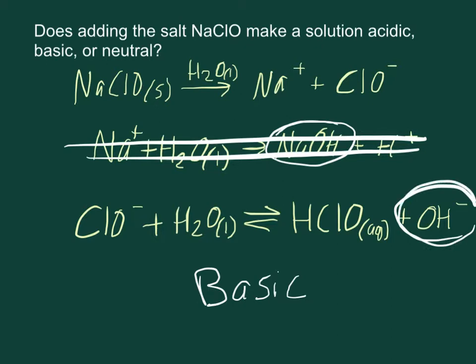Don't get confused by saying, oh, well, we made an acid. This is the conjugate acid, don't forget. So what matters is that we made OH-. We've made the solution more basic if we were to calculate the pH.